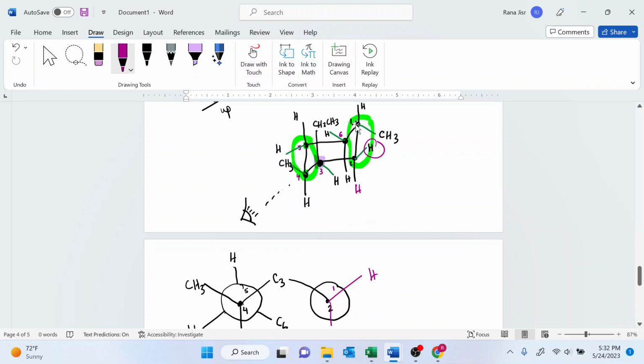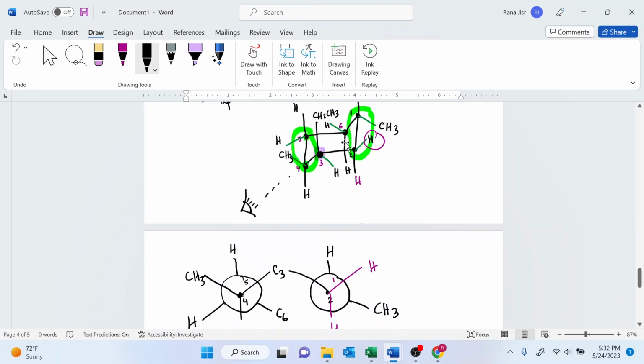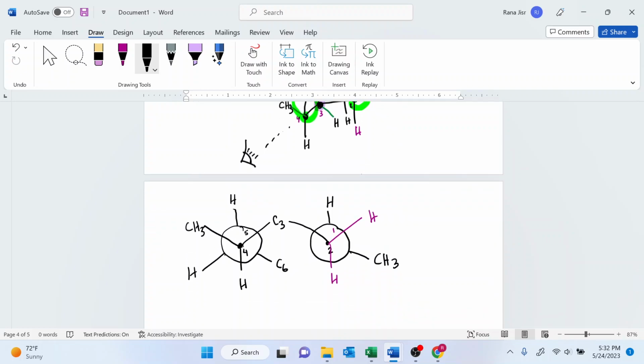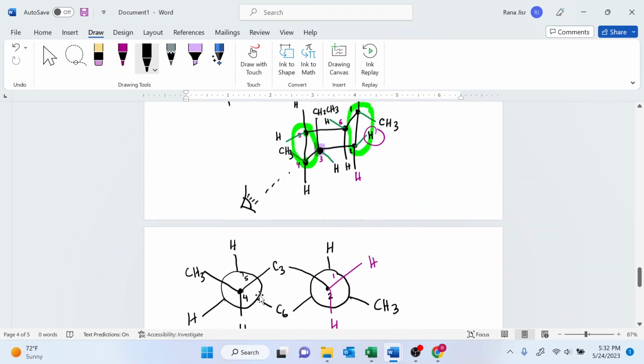Carbon number 1 has the hydrogen being vertical. So the hydrogen is going to be vertical on carbon number 1. And then the CH3 is on the side. And then carbon number 1 is connected to carbon number 6. So carbon 1 is connected to carbon number 6. And this is going to be the Newman projection in there for this structure.